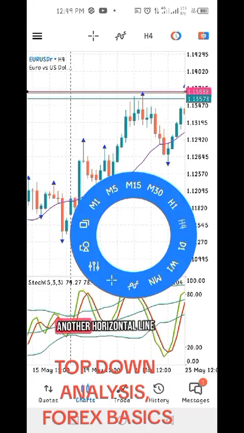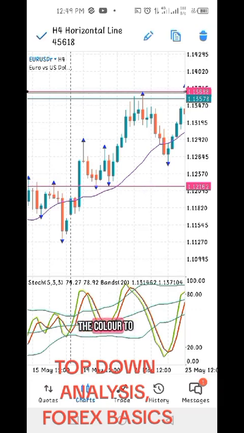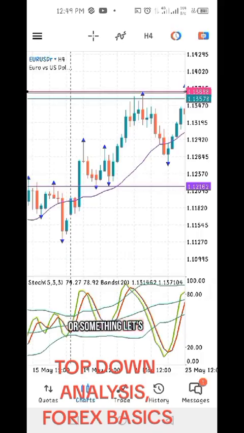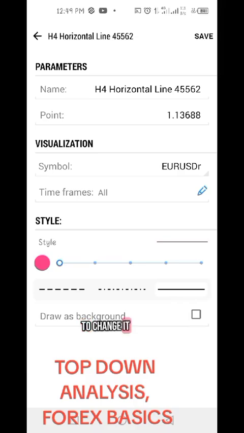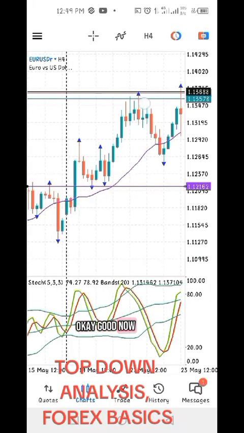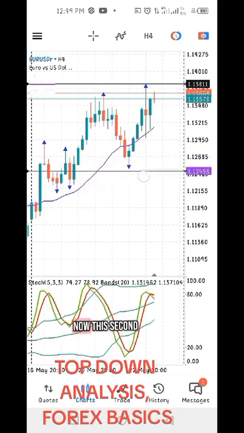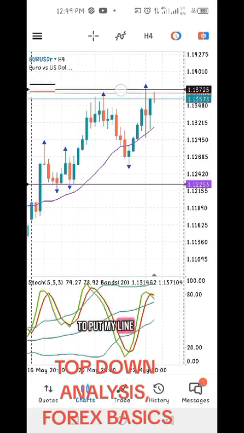Now, we are going to draw another horizontal line. Click on that thing there. So this one now, let me change the color to maybe, let's say, purple. Okay, let's use purple. Good. Then this color too, I want to change it to, let's say, black. Okay, good. Now can you see it? This is the color black. Are we getting it now? Now we have two horizontal lines. Now this second line, this is where I want to put my line.